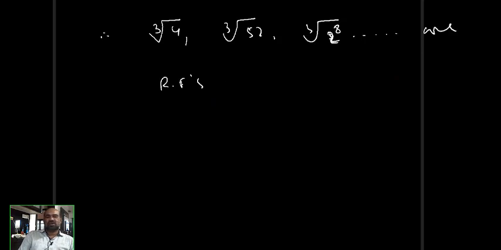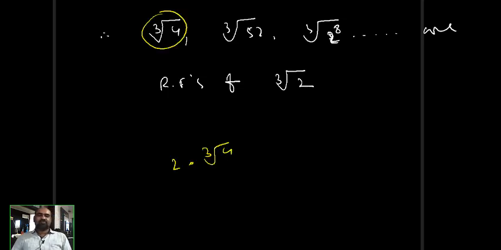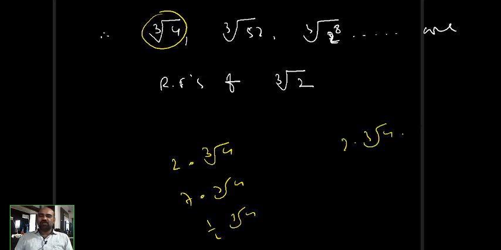RFs are cube root of 2. But one more thing, student. For example, this is RF. Cube root of 4 is RF. 2 into cube root of 4 is also RF only. 7 into cube root of 4 is RF only. 1 by 2 into cube root of 4 is also RF only. Understood? 2 into cube root of 4 multiplied with cube root of 2, again you get another rational number only. So 2 into cube root of 8, that is 2 into 2, equal to 4 only.